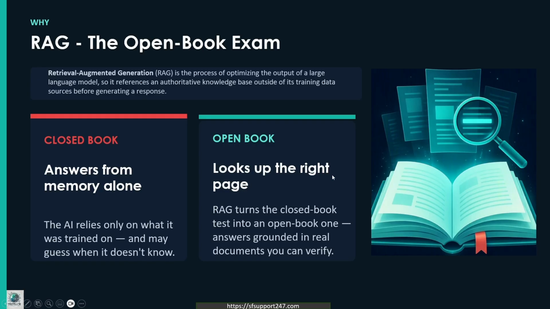Closed book versus open book. Closed book means answers from memory alone. The AI relies only on what it was trained on and may guess when it does not know. So for your personal information, it may not know, so it may be guessing. RAG turns the closed book test into an open book one, with answers grounded in real documents. What you can try is to write a poem or some story, upload that to ChatGPT, and now ask a question. Ask ChatGPT to refer to your document and answer the question. It can do it pretty clearly. So that is your private documentation.